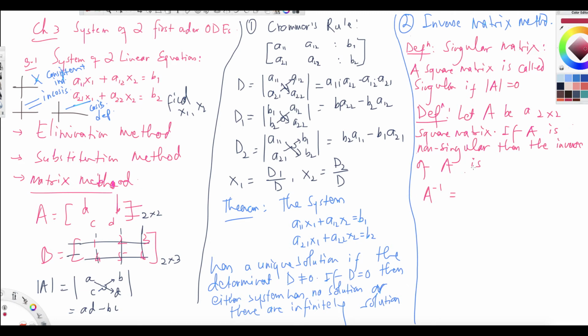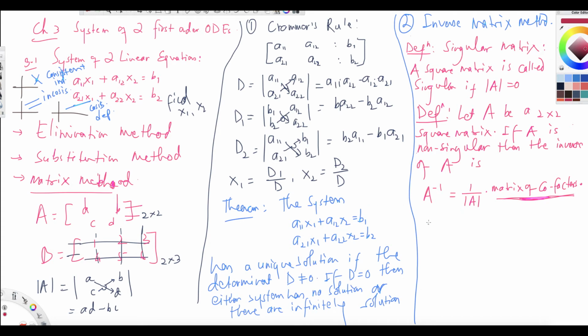If the determinant of A is non-zero, then there is an inverse of that matrix, and it is given by 1 over the determinant of A times the matrix of cofactors. How do I find the matrix of cofactors for a 2 by 2 matrix? On the main diagonal you swap the values, and for the other diagonal elements you change the sign.